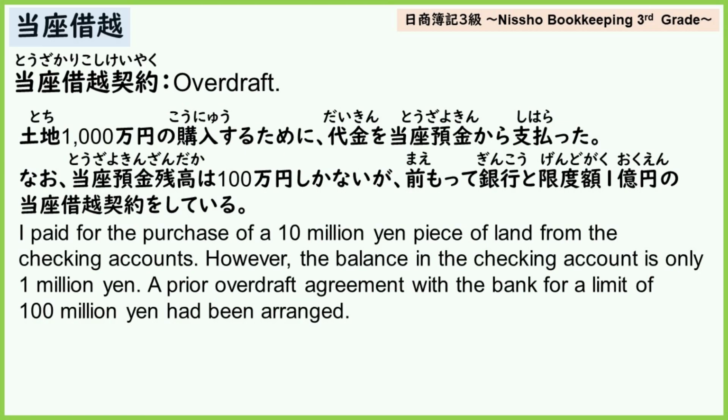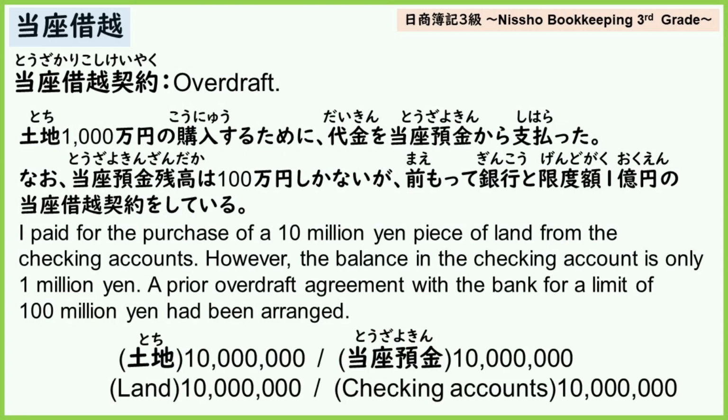The journal entry is as follows. Debit, land 10 million. Credit, checking accounts 10 million. Simply put, a journal entry recording the decrease in the checking account would suffice. It represents a debt of 9 million yen. However, this situation will require additional processing during the closing of accounts, which I will cover in the following video.